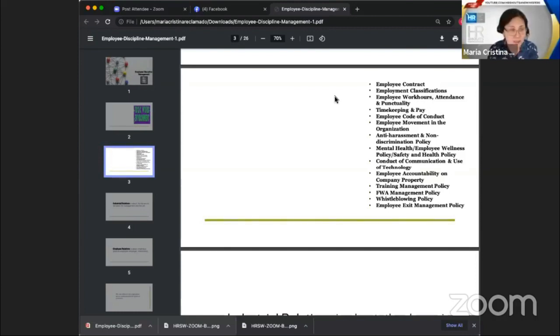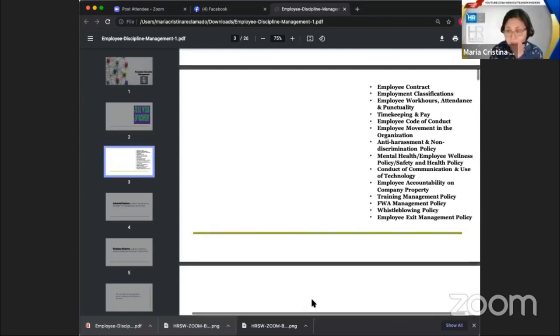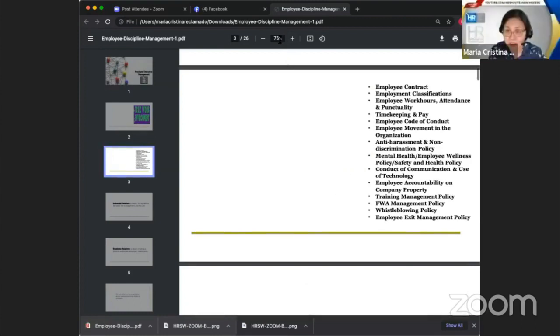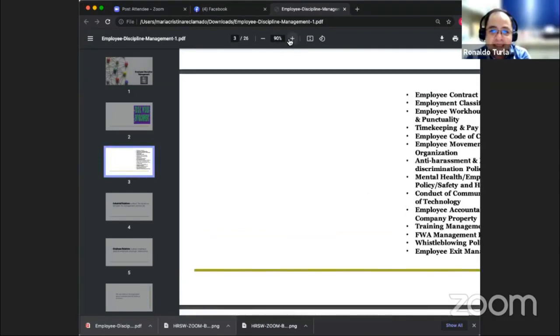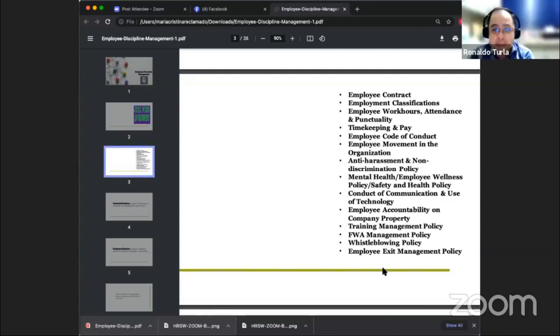This is on employee discipline. So we have the policy on employment classifications. So just to give you a sneak peek on the kinds of policies. Then employee work hours, attendance, and punctuality. That's very popular, and it's always contested. Correct. So what else? Okay, so you have your timekeeping and pay, and then what?